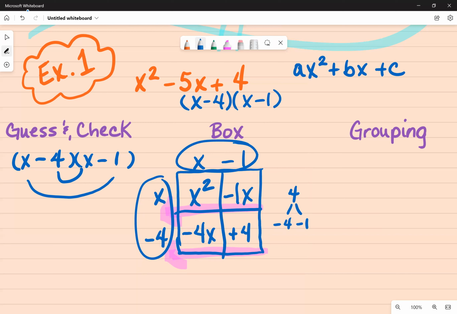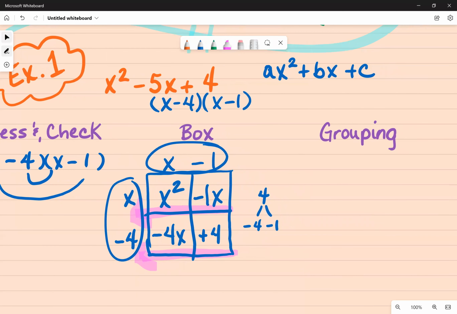Does it matter if I put quantity of x minus 1 times quantity of x minus 4? Nope, it does not. It's still the same thing. It's just like me saying 3 times 4 is the same as 4 times 3. It doesn't matter when you're multiplying which order you put it in. It's your preference. All right, now for grouping, I am going to use the same problem.